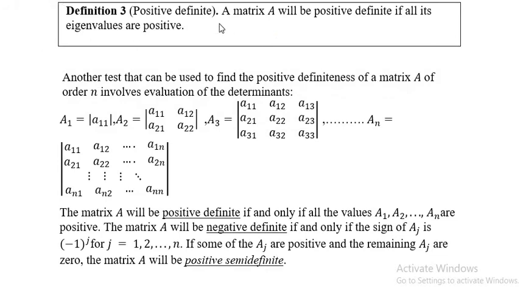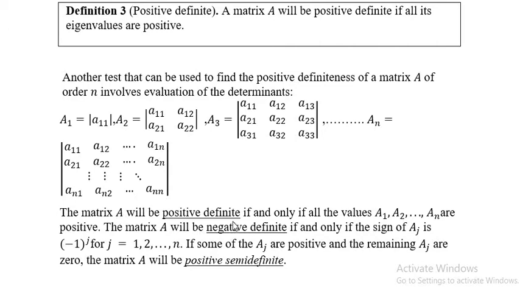Now we can see the definition of positive definite, negative definite and positive semi-definite. We know that a matrix A will be positive definite if all its eigenvalues are positive. We can use another test to find the positive definiteness of a matrix A of order n, which involves evaluation of determinants. Here capital A1, capital A2, etc., capital An denote the principal minors of a matrix A. That is, A1 equal to a11, A2 equal to the determinant of a11, a12, a21, a22, etc.